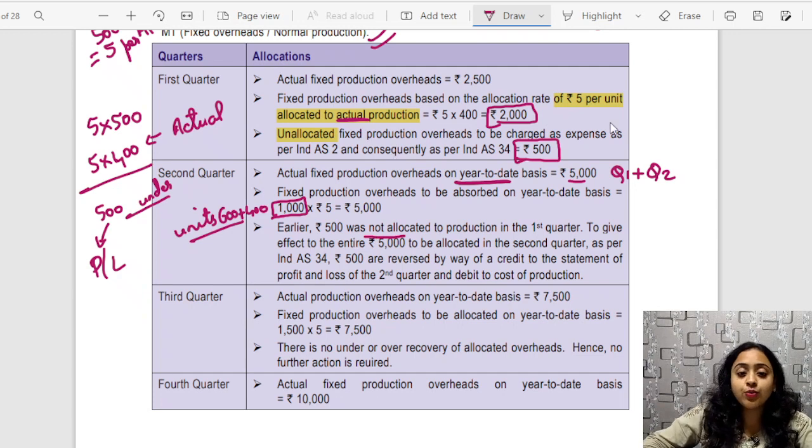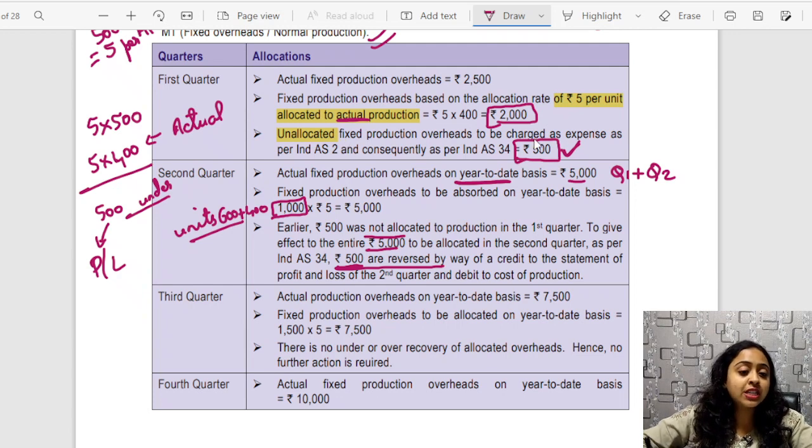Here you were told that there is an unallocated amount of rupees 500 that was not allocated to production in quarter 1. To give effect to the entire 5000 to be allocated in the second quarter, as per Ind AS 34, 500 will be reversed by way of credit to the statement of P&L. In the previous quarter, you transferred rupees 500 to P&L. Now in quarter 2, it will be recorded as per 5000 whole.